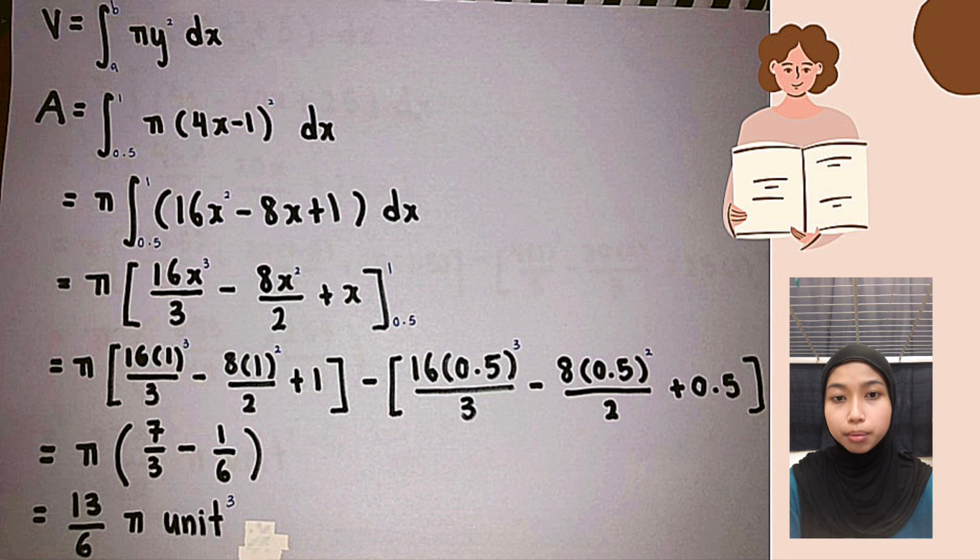It will be pi bracket 16 times 1 cubed over 3 minus 8 times 1 squared over 2 plus 1 bracket, minus bracket 16 times 0.5 cubed over 3 minus 8 times 0.5 squared over 2 plus 0.5 bracket, equals pi bracket 7 over 3 minus 1 over 6 bracket. The answer is 13 over 6 unit cube.